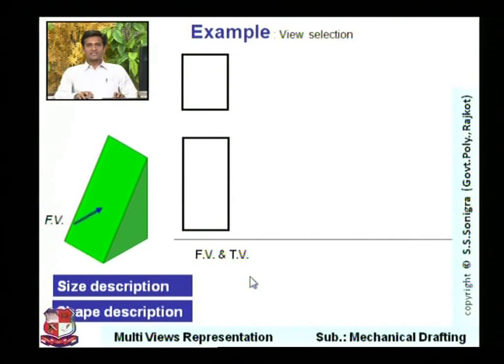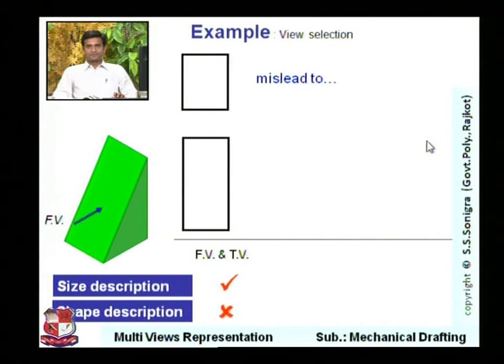Now think about size description and shape description. Let me draw these two views, front view and top view. Size and shape are visible in these two views. First tell me, is size visible, yes or no? Yes, size is visible in this case. But what about shape? Shape is not visible in this case, as this triangular shape is there, which is not visible in these two views, right? Size is visible, shape is not visible.